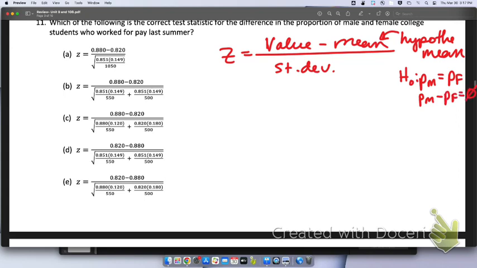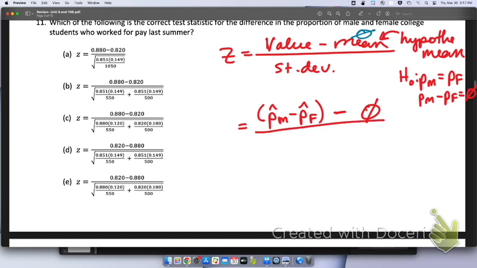So on a 2-sample test, whether it's means or proportions, your hypothesis is always that the difference is 0. So this mean right here ends up being 0 for a difference of means test. So our value is our value from our sample. So that's going to be p hat m minus p hat f. Okay, that's what our value is going to be. I'm going to subtract 0 from my hypothesized mean, which the mean difference would be 0.